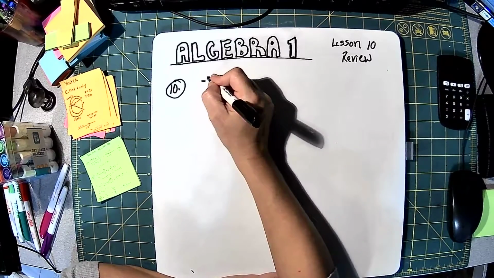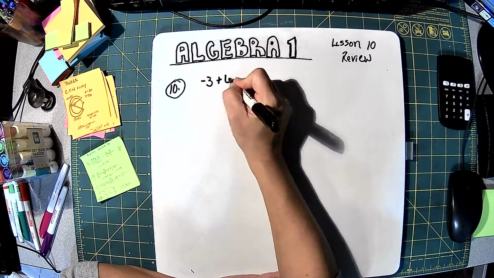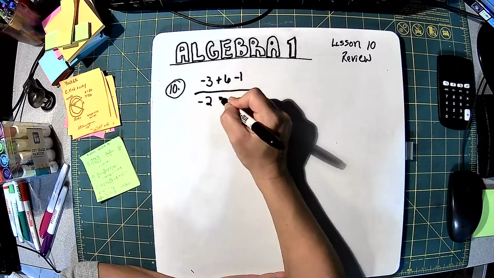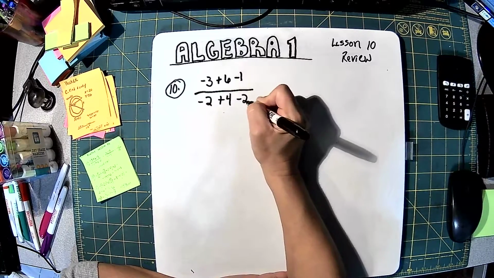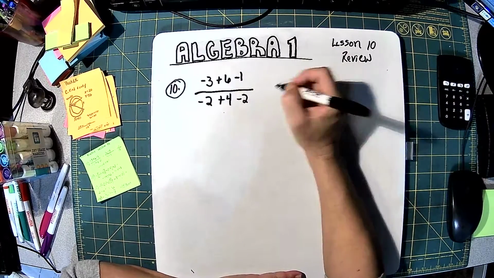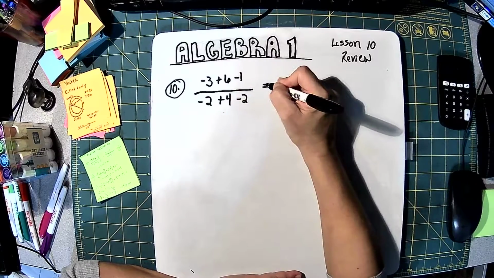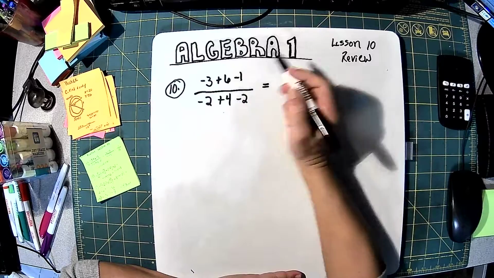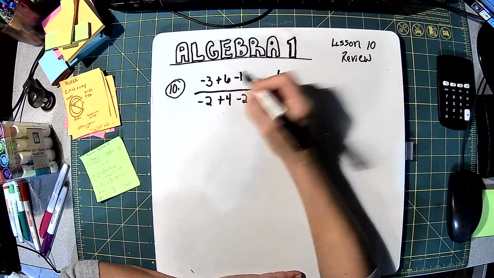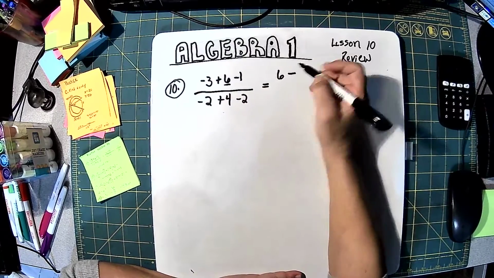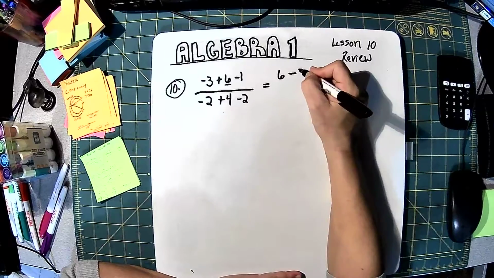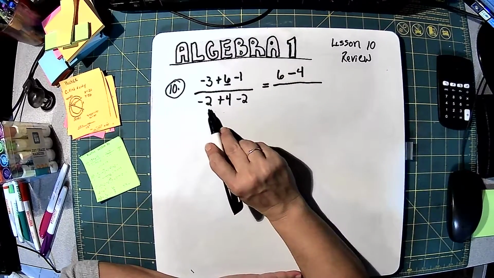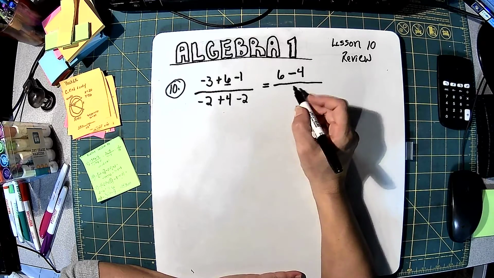It is negative 3 plus 6 minus 1 over negative 2 plus 4 minus 2, and we just have to simplify that. First we're going to simplify the top. So we're going to say negative 3, positive 6, negative 1. That'd really be the same thing as 6 minus, if we have negative 1 and negative 3, that'll be negative 4. Okay, 6 minus 4. And on the bottom, we have negative 2 and negative 2.